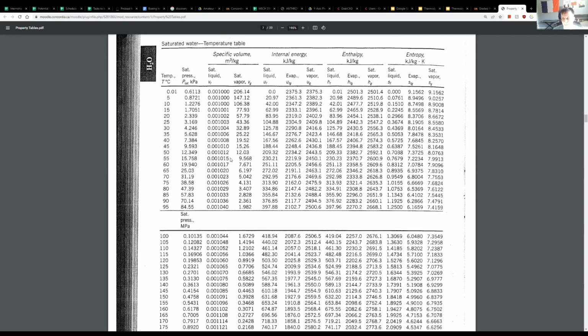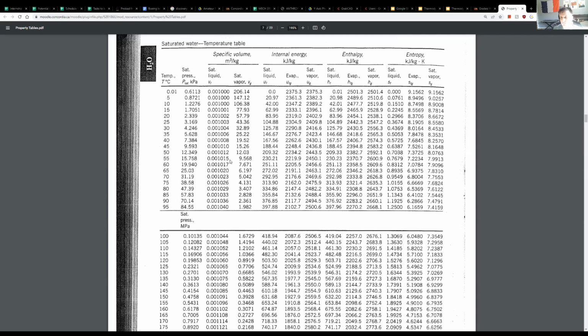Sorry, I just had a question. What if it's not in the interval? If it's not in the interval, that means it's not in the mixture. That means it's in the other tables. Okay, perfect. Thanks. If somehow you are given 55 Celsius and 15.758 kilopascal, and it's not in between, then something's wrong. It has to be in between or equal.